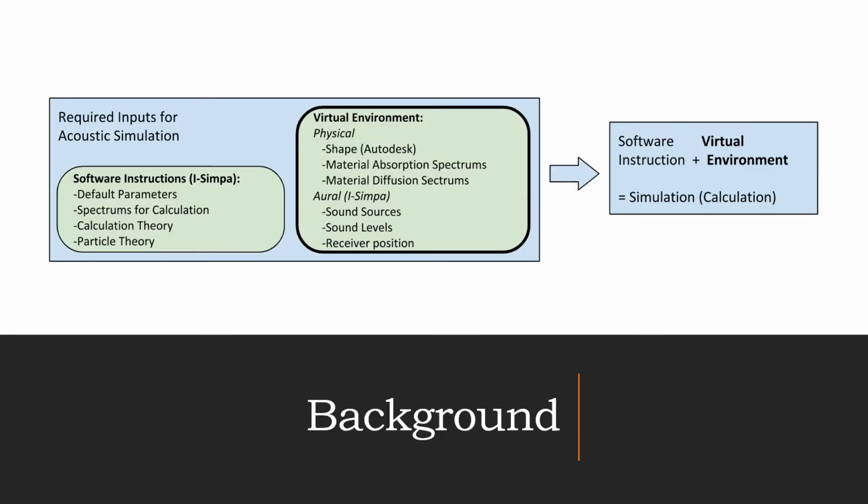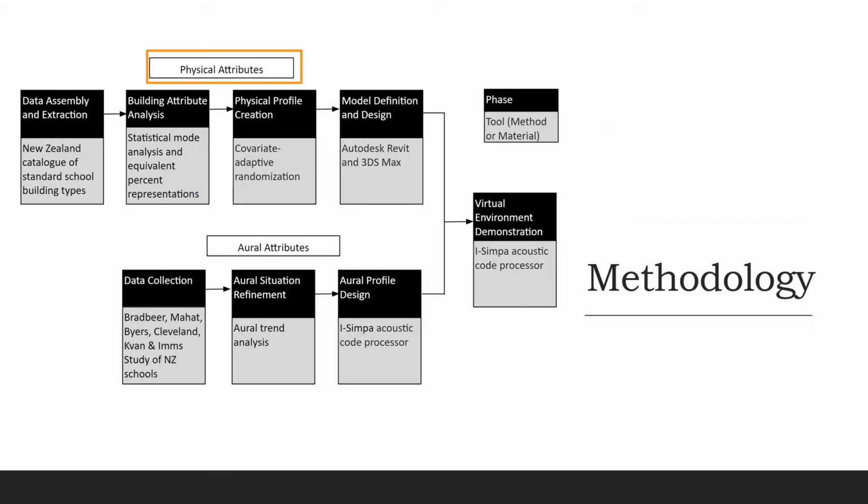To simulate acoustics in an architectural space, there are certain inputs which are required: software instructions and a virtual environment. The virtual environment is comprised of various physical and oral attributes. We started with the physical attributes. So first we assembled and extracted data from the New Zealand Catalogue of Standard School Building Types.